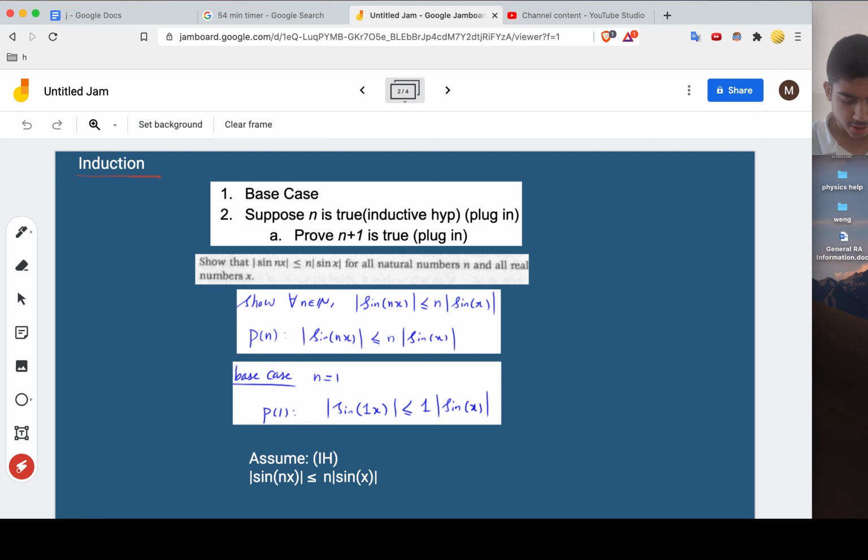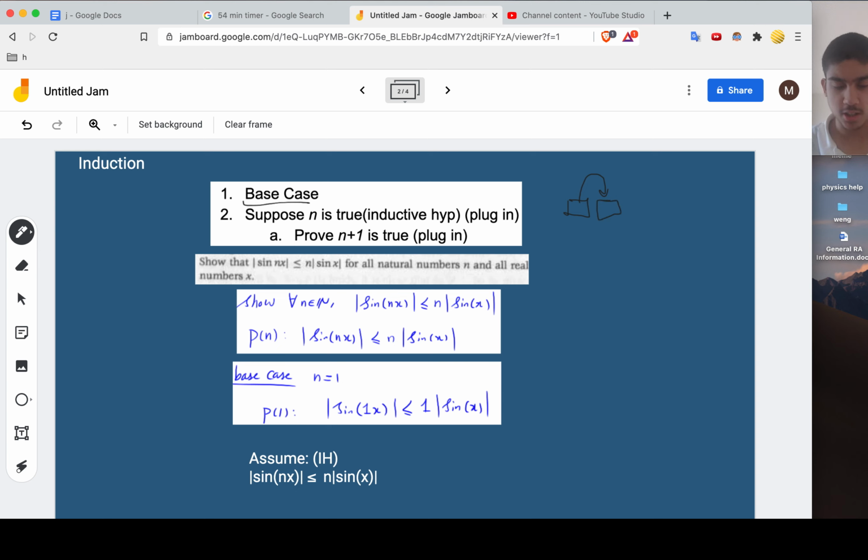So what is induction? Induction is a way to prove something. We have a problem right here, so we're going to solve it using induction. The first step is to find a base case. Then, when we have a base case, we're going to say the next one is also true.